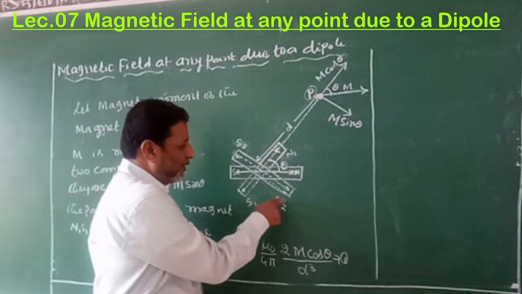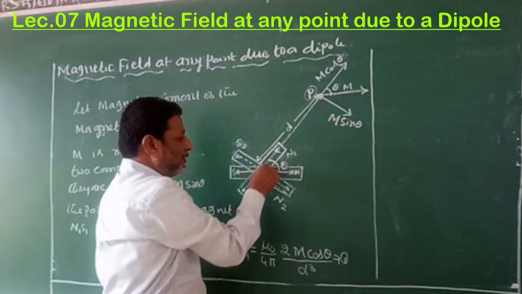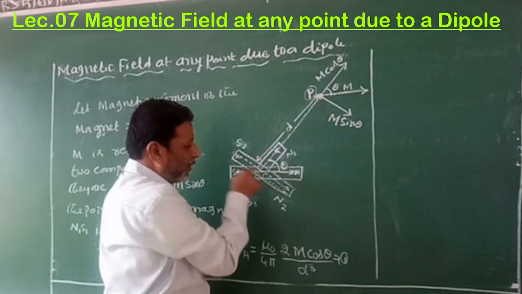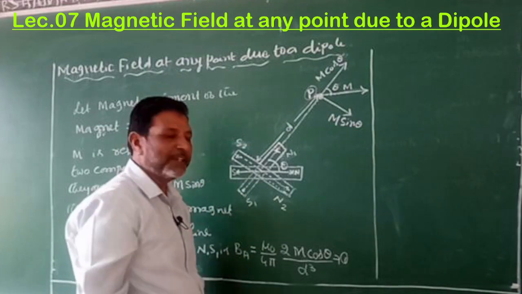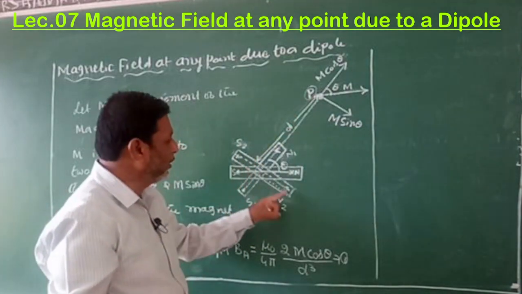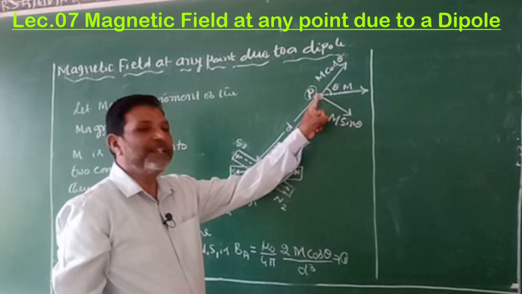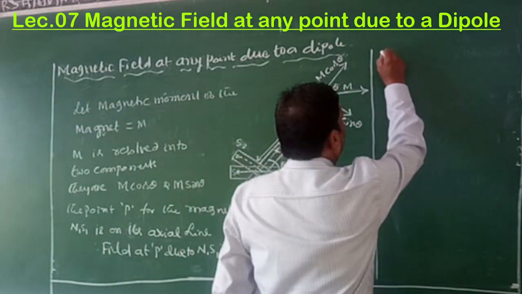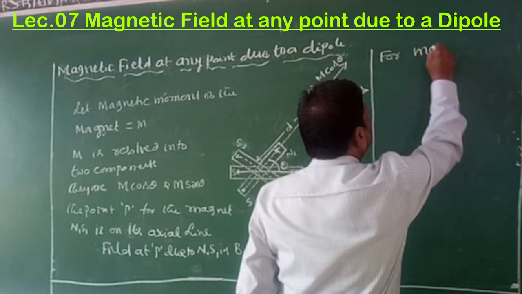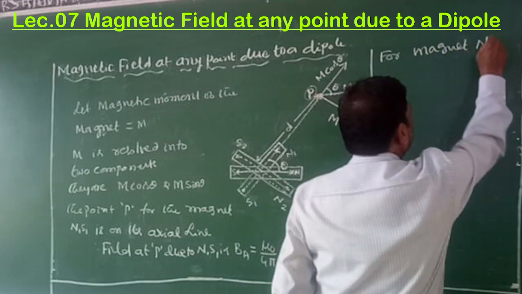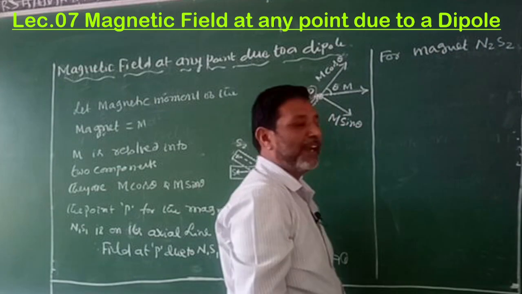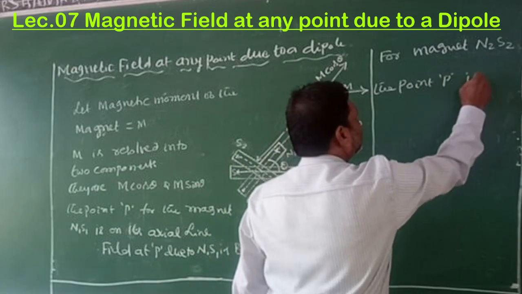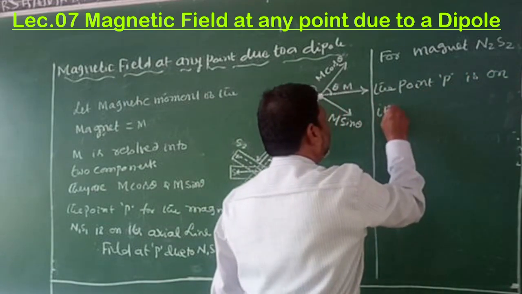For this second magnet N2 S2, this is the equatorial line. Equatorial line means the line passing through the center perpendicular to the axial line. Therefore, for the magnet N2 S2, the point P is on its equatorial line.